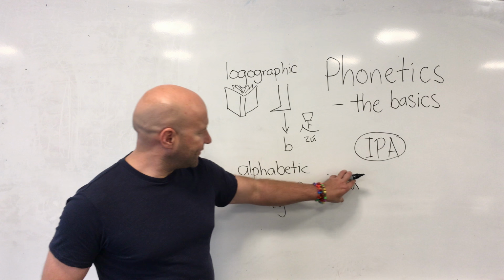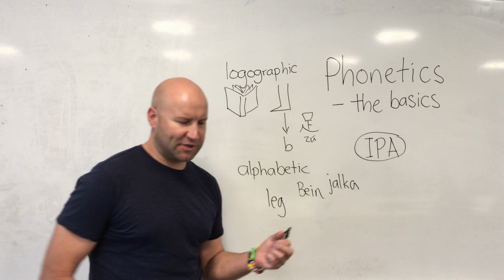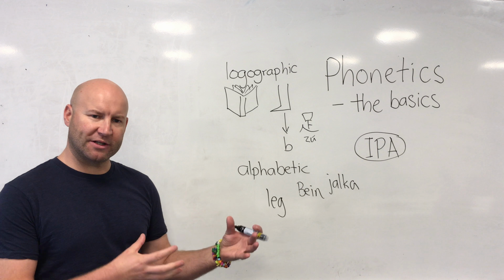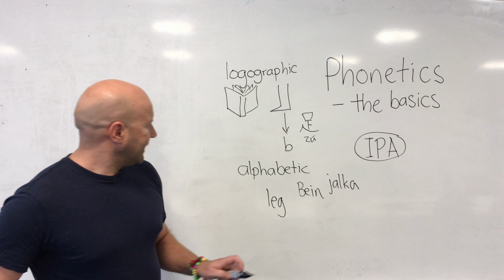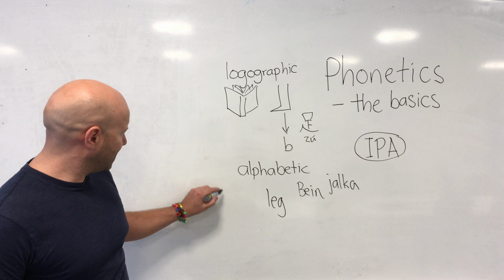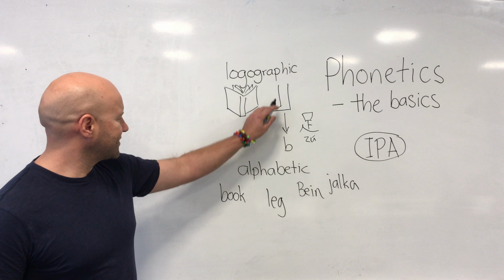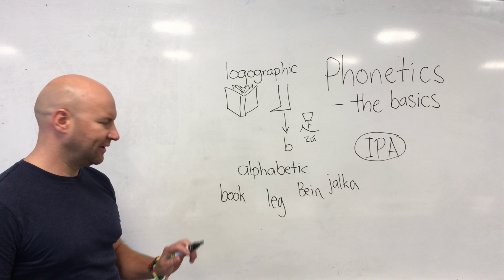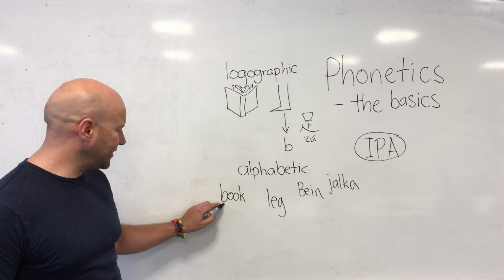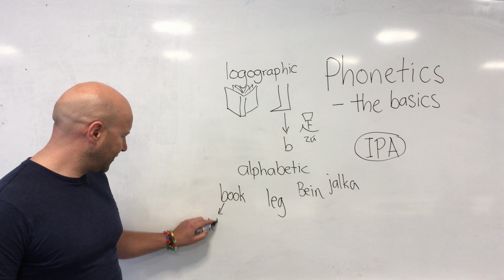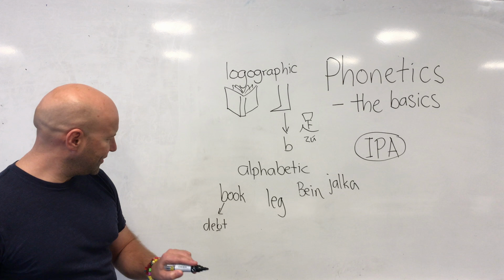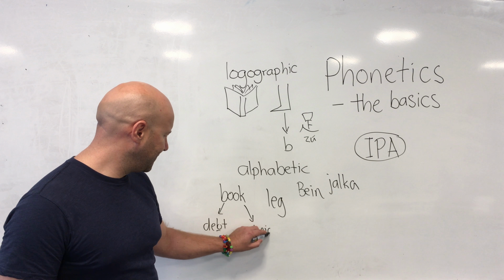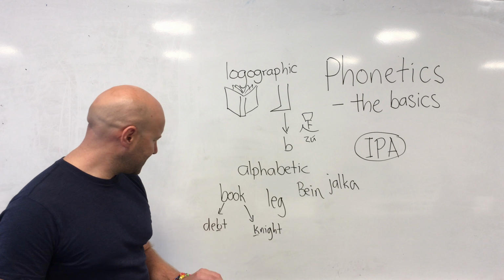So Finnish is often given as an example of a very phonetic language. If you read things as they're written on the page and you know the sound the letters make, your pronunciation will be pretty good. If we look at, so this is called a book in English, this is called a leg. If we look at these letters and sounds here, just as an example, so we have a B in book. The word debt, however, this B makes no sound. If we take the K in night, it makes no sound at all.